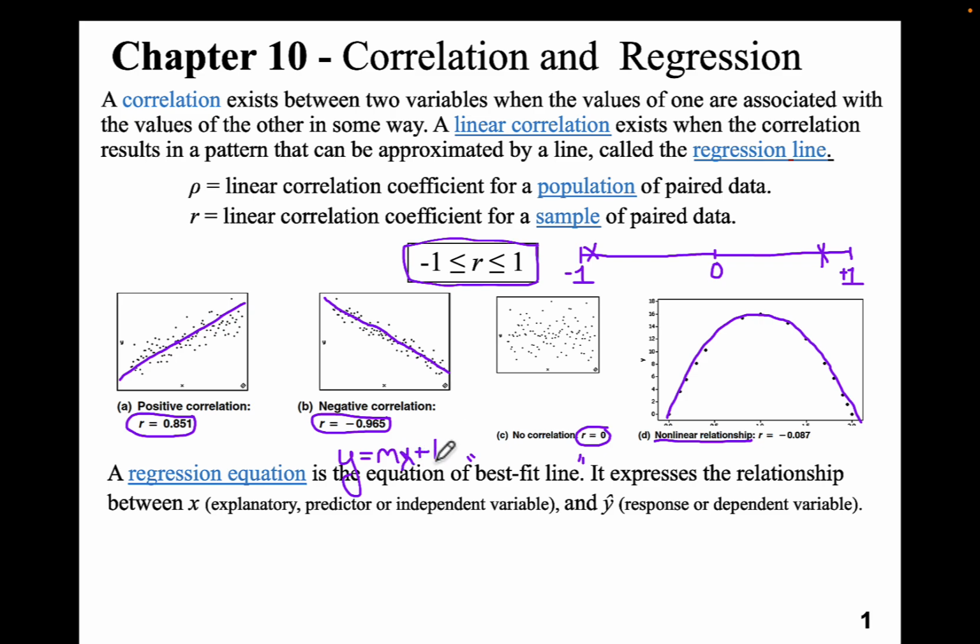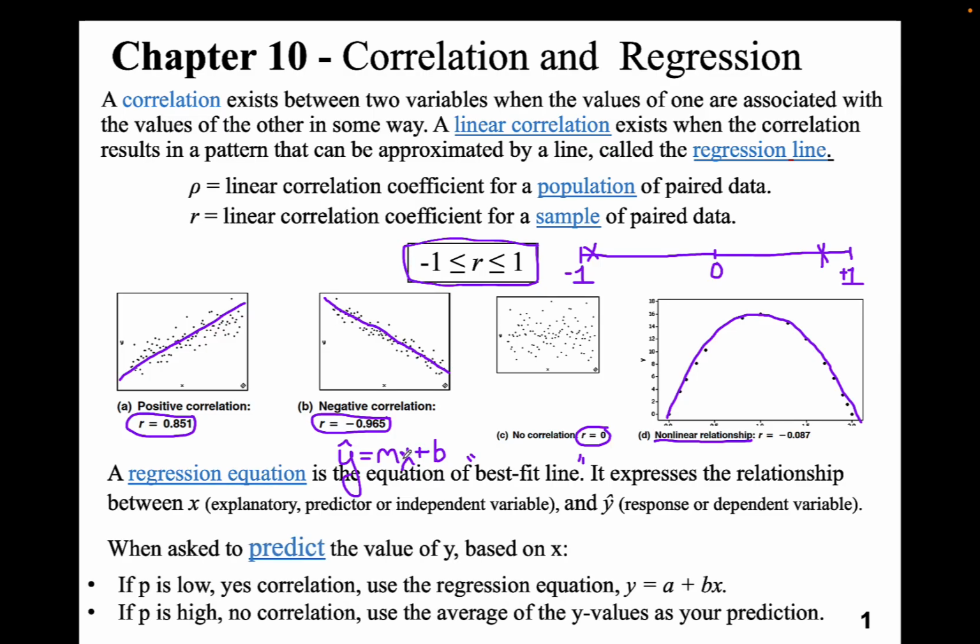Same thing. B is the y-intercept. M is the slope, so it could be positive or negative. And then x and y are those two variables that we're checking if there's a correlation between the two or not. So x would be our independent variable, and then y hat would depend on whatever we input for x.